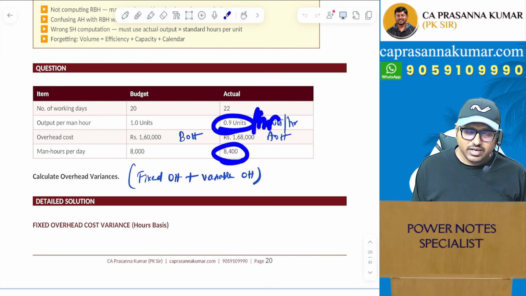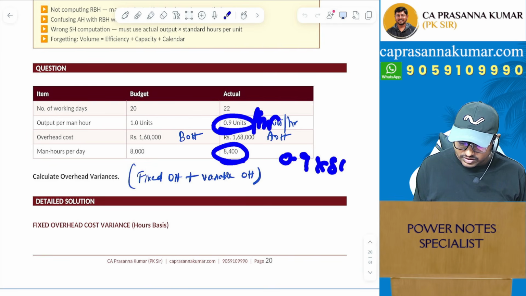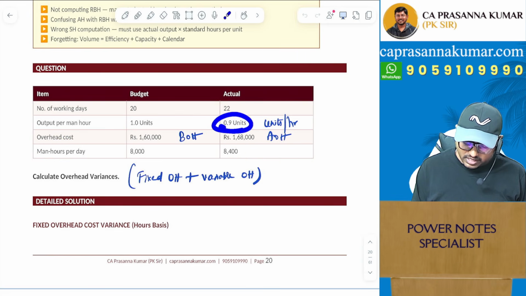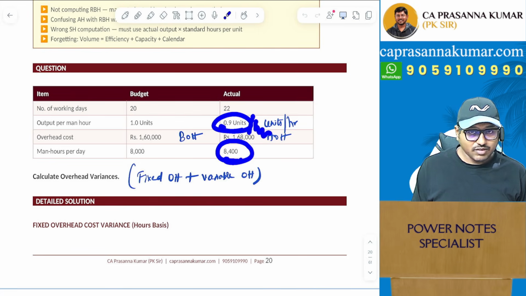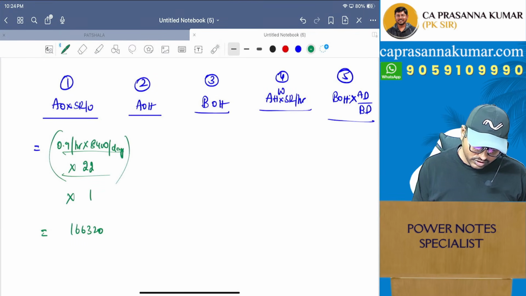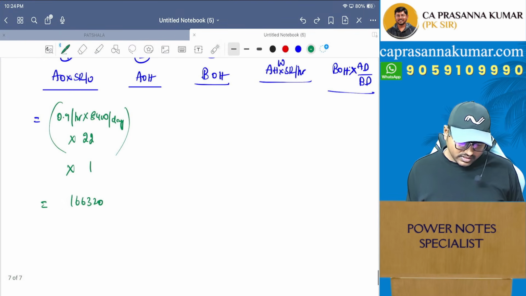For 8,500 hours, how many units? 0.9 units into 8,500. That is for 1 day. Man hours per day, into how many days? 22. Therefore, actual output will be 0.9 unit per hour into 8,400 hours, that will be for 1 day, into 22 days. That's what I've got here. That is your actual output, into standard rate per unit, already I've calculated 1. Therefore, this will be 1,60,000.